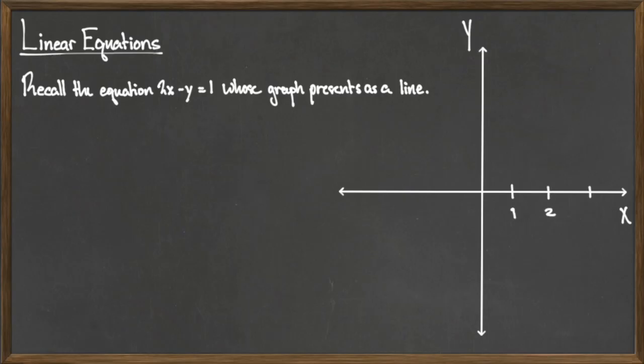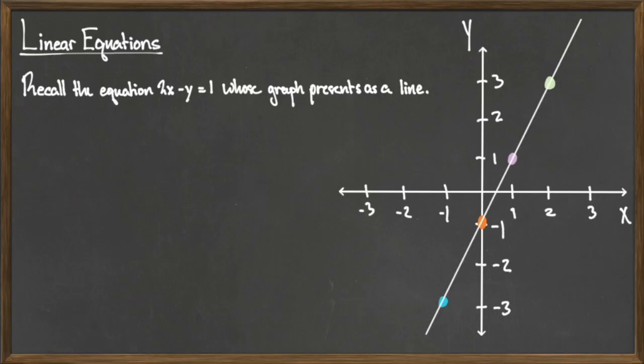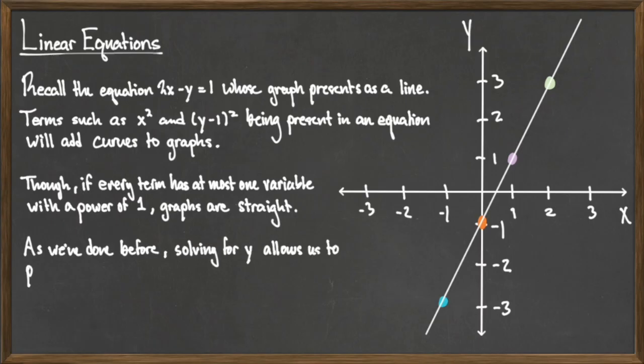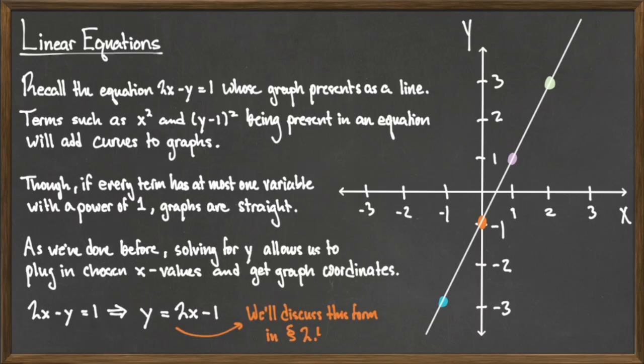In the video for section 2.1, we graphed the equation 2x minus y equals 1, and we saw that we got a linear graph, or a graph that presents as a straight line. We also saw some examples with terms like x squared and y minus 1 squared, which would force curves in our graphs. So that's another reason that we're giving the word linear to equations that have variables to the first power, is that their graphs are always going to be straight lines and they will not present with curves.